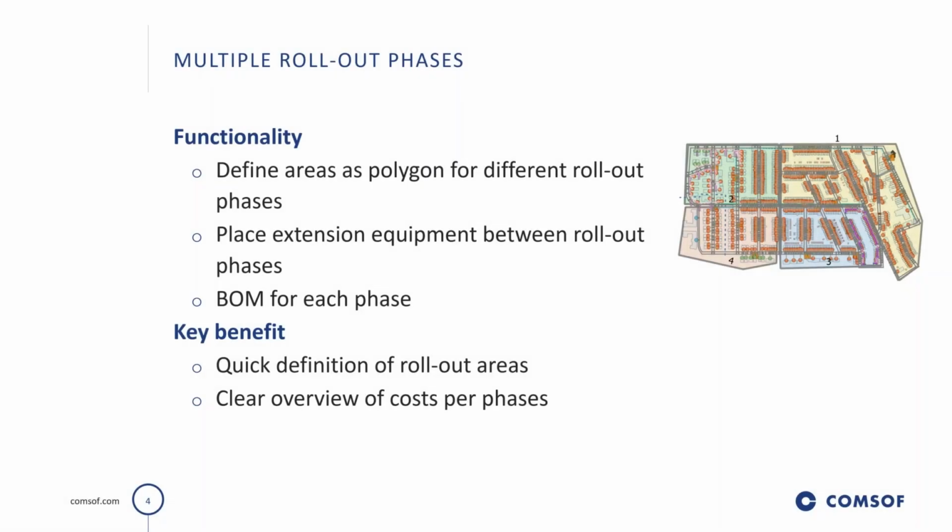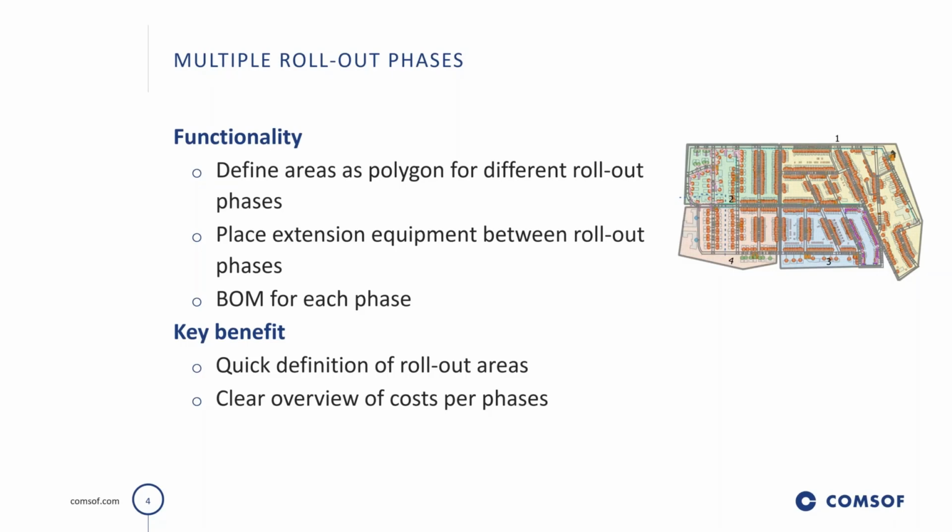So in this new version, we have expanded our rollout phases functionality. Now what we have done is we have added an input file called rollout phases. This is a polygon file which can be used to define different areas for different phases. Using the rules GUI, you can place extension equipment between these rollout phases. In the bill of material, for each phase, we have added a separate spreadsheet.